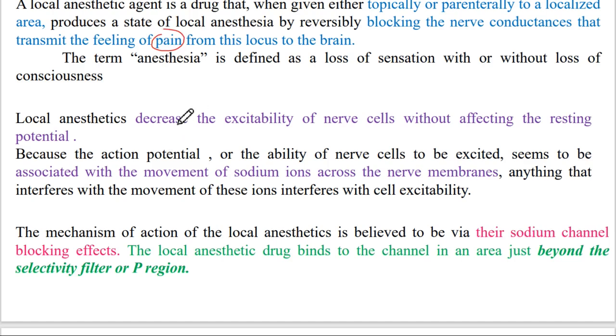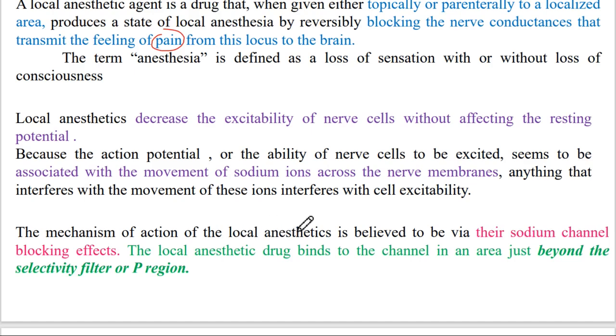A local anesthetic decreases the excitability of the nerve cells without affecting the resting potential. The ability of nerve cells to be excited by an action potential seems to be associated with the movement of sodium ions. So in the mechanism which we'll see for local anesthetics, there is simply a blockade of sodium channel passage, due to which an anesthesia-like effect is produced, which stops the transmittance of any kind of movement or touch sensations to the human body.